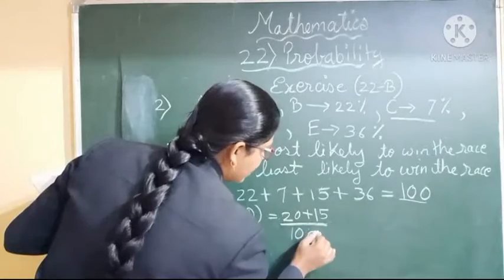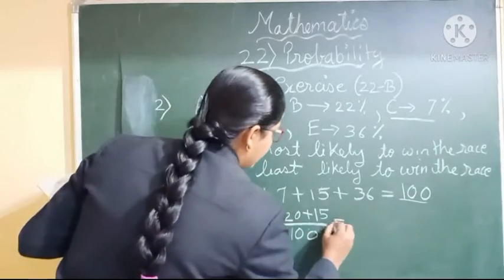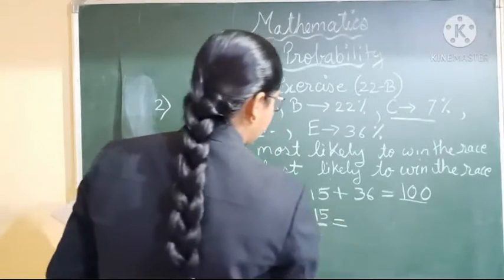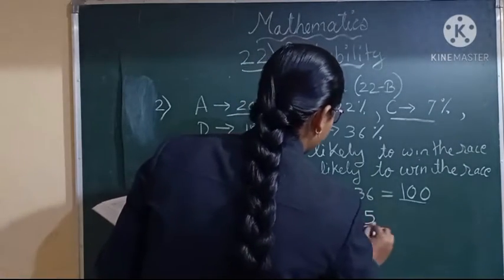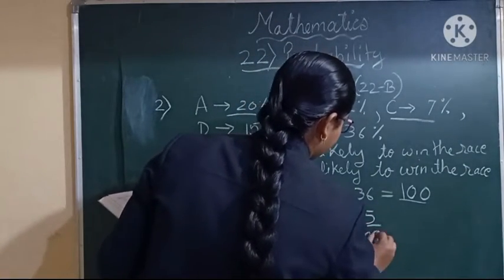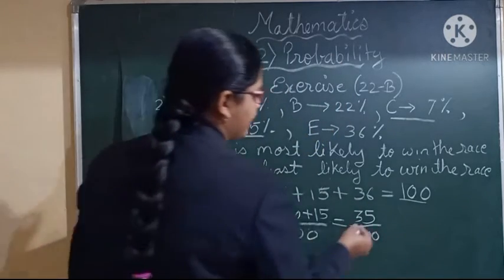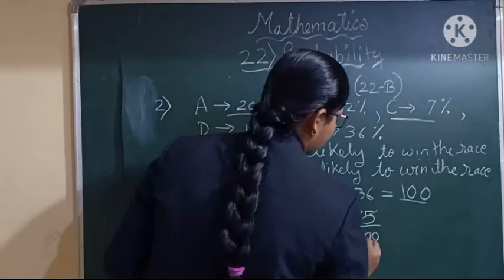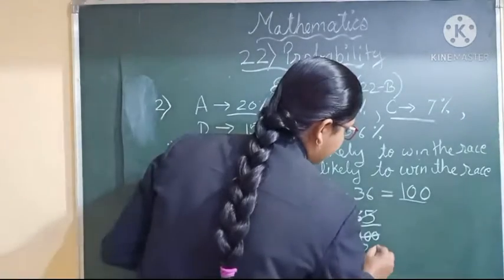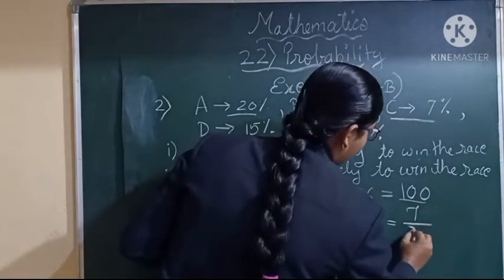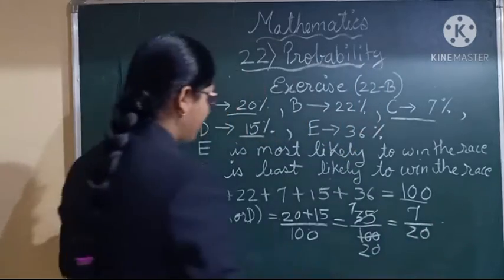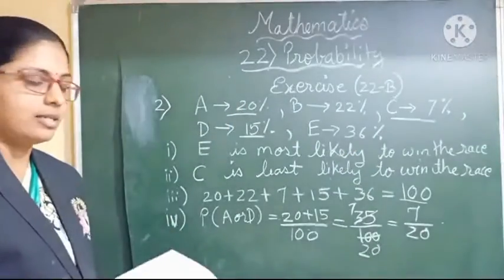So write here 100. Now do the addition of this. What will be the addition? 35 upon 100. Okay, so you can divide it. 5 7s are 35, 5 20s are 100. So it will be 7 upon 20. This is the fourth answer.